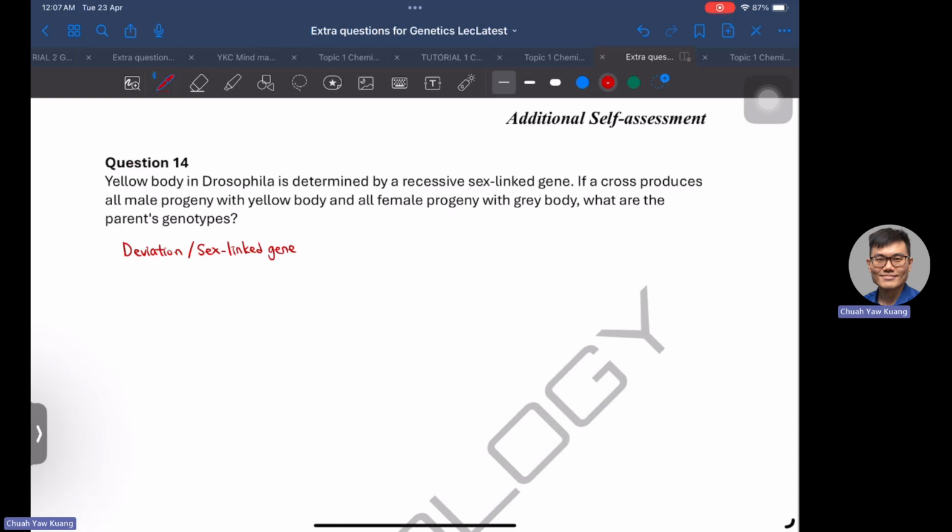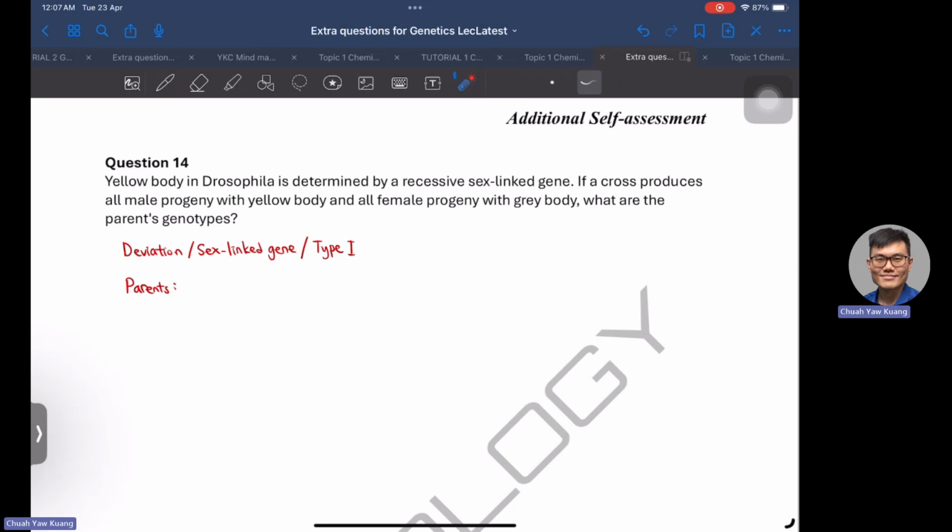Yeah, the X-linked gene. If it's a sex-linked gene, whenever we want to calculate the ratio and all these things, we will still use the type 1 method. Find the parent genotype, find the gamete, and then lastly, find the ratio. So now, the first step, we will still go for the parent.